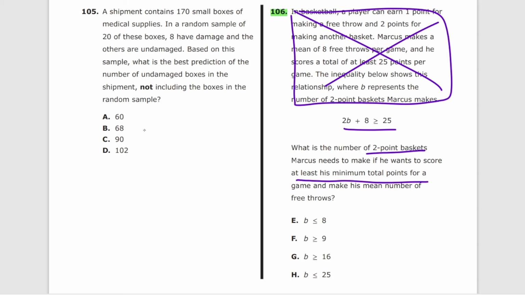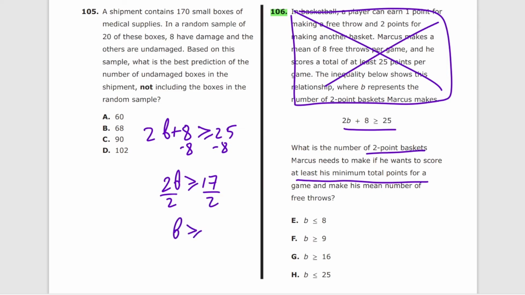So let's go. 2b plus 8 is greater than or equal to 25, minus 8 minus 8. 2b greater than or equal to 17, divide both by 2, you get b is greater than or equal to 17 over 2, or 8.5. Now, since we are looking for integers, we need to round this 8.5 up to 9. So b is greater than or equal to 9, which is F.